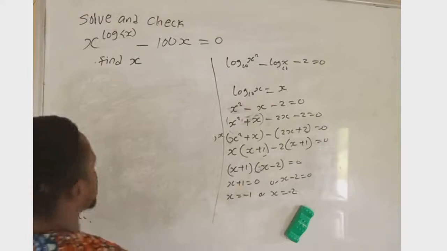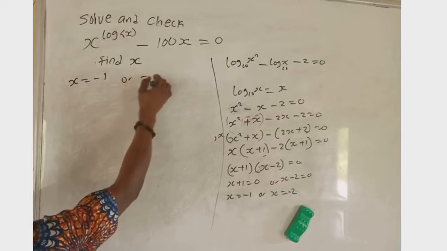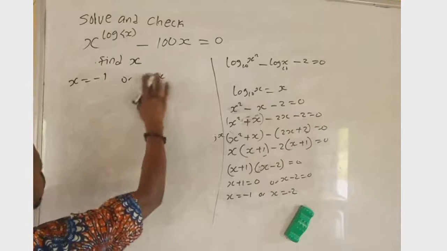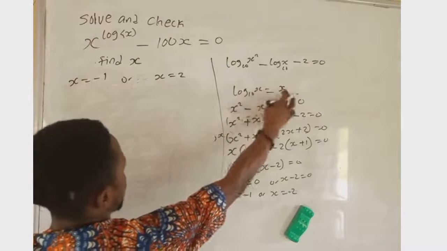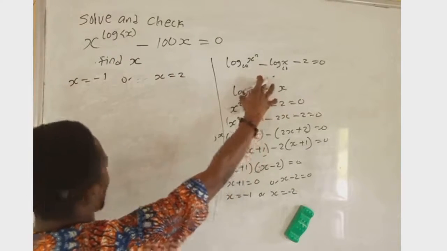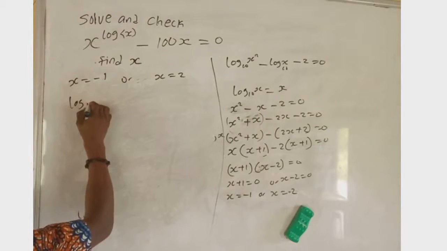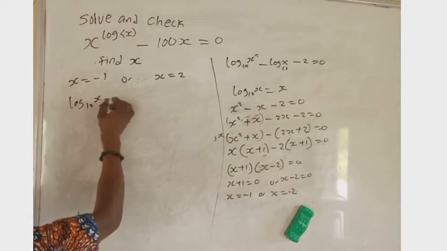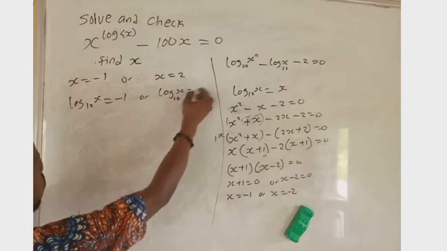So for this place now, since we have gotten our s equal to minus 1, and our second s is equal to 2. So now when you say this one, log of s is equal to, according to what we did here, our s is replaced by this. Here we have log base 10 of s is equal to minus 1, or log s is equal to 2.